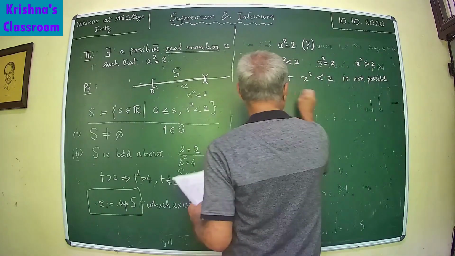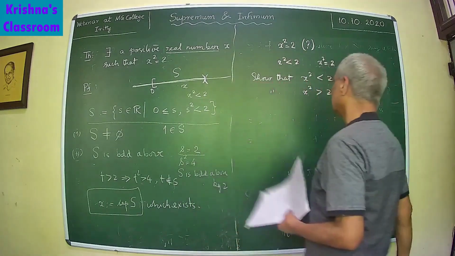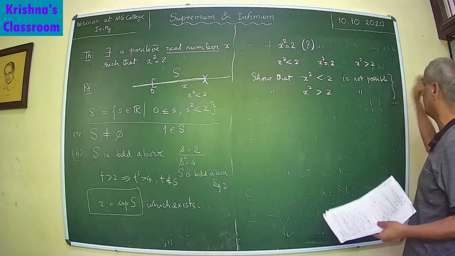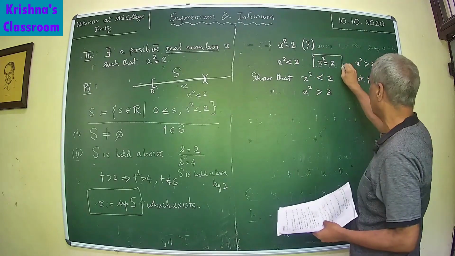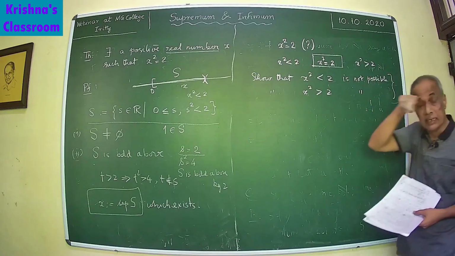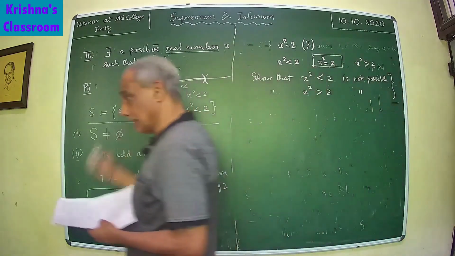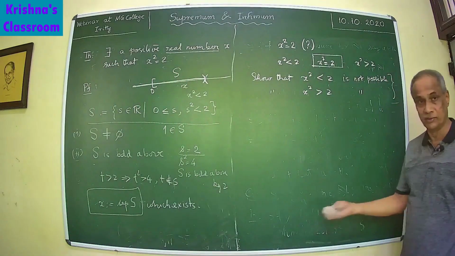Similarly, show that this is not possible. So if you show these 2 things, then you are done. Then you are left with only one possibility, namely x square equal to 2. So the supremum gives you exactly what you are asking for. The supremum exists because R is complete. Now this is the property.